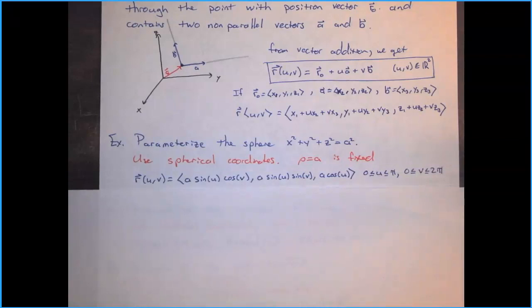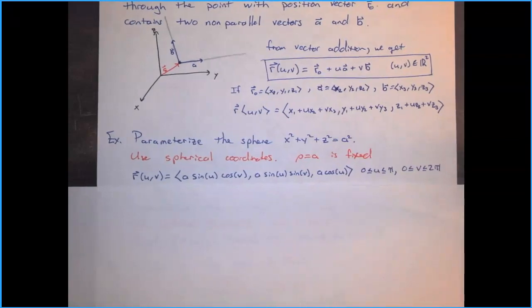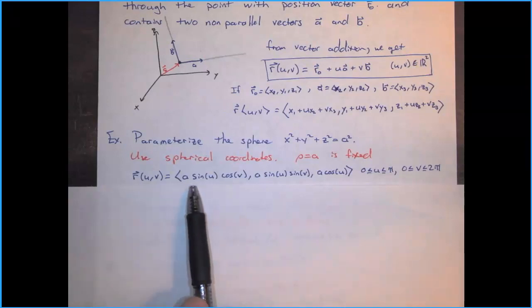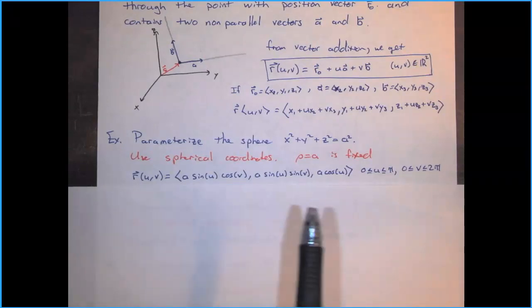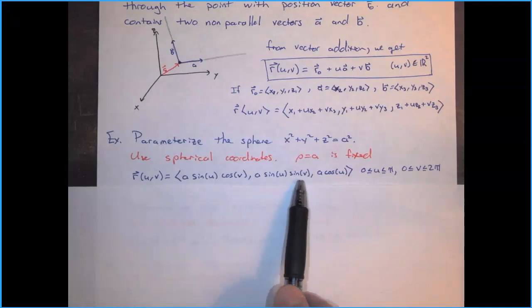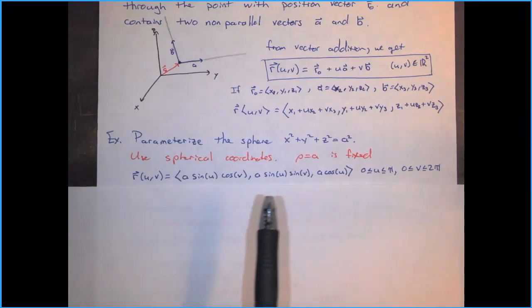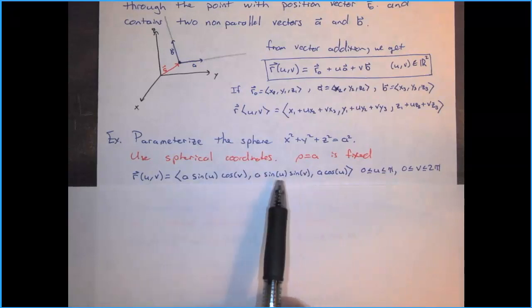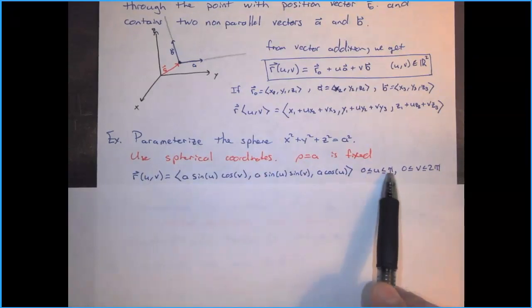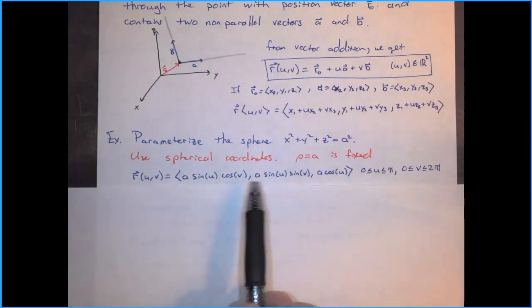If I write out my spherical coordinates, and instead of using phi and theta, I use these parameters u and v. So the first component is a sine u cosine v. The second component is a sine u sine v. And the third component is a cosine u. So here u is acting as my phi variable. So u goes from 0 to pi. v is acting as my theta variable.